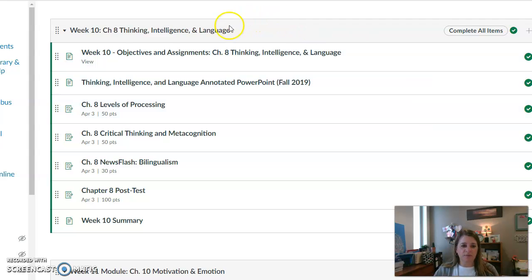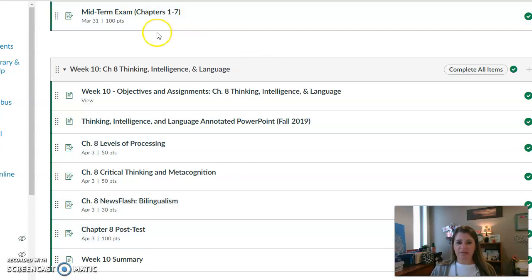So in your module, you have the PowerPoint for chapter 8. There are 3 Connect assignments I want you to work on this week: levels of processing, critical thinking and metacognition, and a newsflash assignment on bilingualism. And then your chapter 8 post-test. So just a reminder, these 3 Connect assignments plus the post-test, but don't forget about that midterm that is due on Thursday, March 31st. These others are due on April 3rd, which is a Sunday.